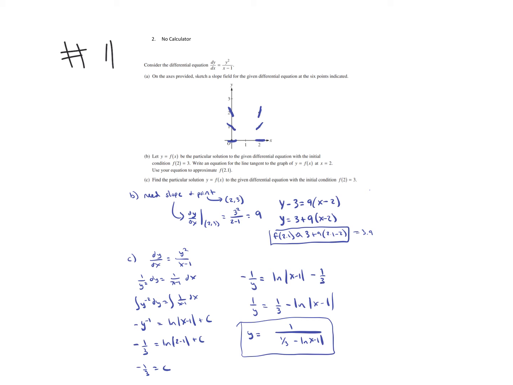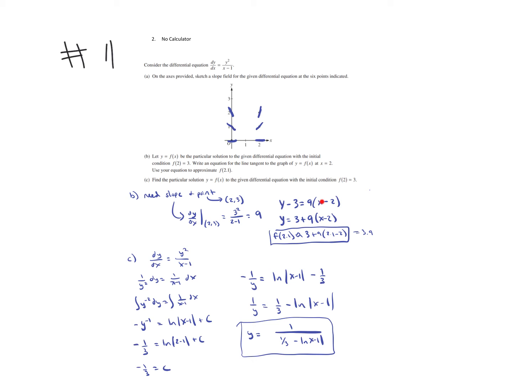Okay, so don't overthink this too much. We go one part at a time. Tangent line, I need a slope and a point. They gave us the point, it's (2, 3), and then the slope we can use our differential equation for. So we plug in 2 for x, 3 for y, you get 9. And then just point-slope form, y minus 3 equals 9 times x minus 2. So write an equation. I would probably actually box that in because that's your equation.